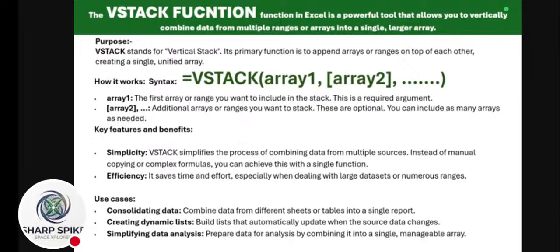So let's understand what array1 is: the first array or range that you want to include in the stack. This is a required argument. What is array2? Additional arrays or ranges that you want to stack. These are optional. You can include as many arrays as needed. It means you can add many more arrays: 1, 2, 3, 4, 5, 6, 7 and many more.